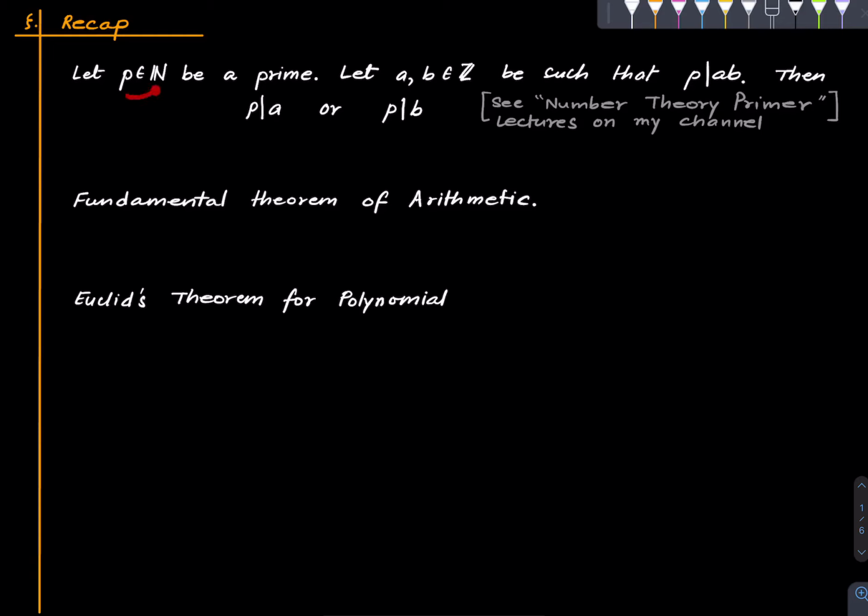So suppose we have a prime number and we have two integers such that the prime number divides the product of the two integers. Then it follows that the prime number either divides the first one or divides the second one or both.